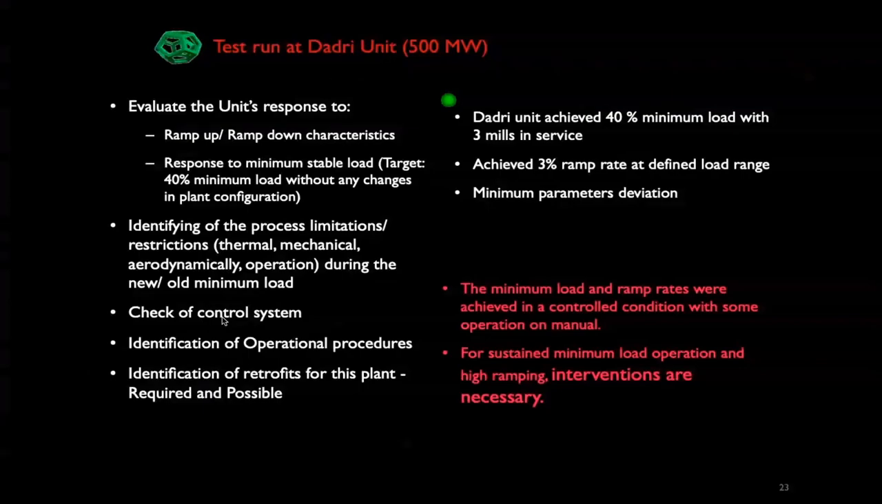Some of the retrofits we have identified, I will discuss. Ramp rate, 3%: you must be careful when you mention this. Without any retrofit, 3% is still very difficult. Today, if you tell all the machines to go for 3%, it may not be possible.